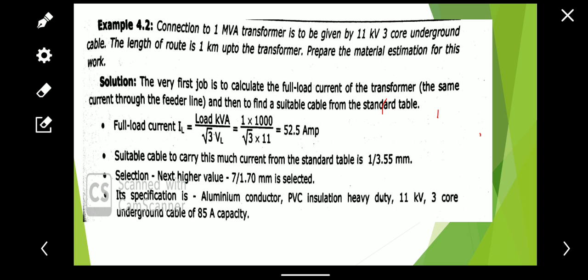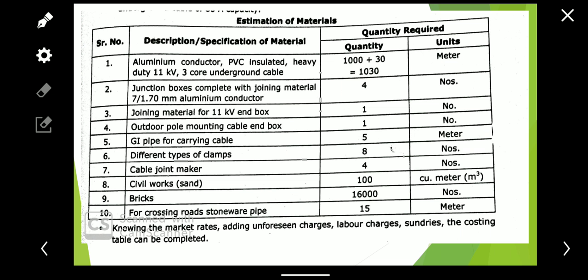Now selection. Next higher is the 7 by 1.70 mm size. The specification is aluminium core, PVC insulation, heavy duty, 11 kV 3-core underground cable of the 85 ampere capacity is to be selected. Now description of the material. So aluminium conductor we required, PVC insulated heavy duty 11 kV 3-core underground cable. It is 1000 plus 30 in a meter. Then junction box, complete the junction material 7 by 1.70 mm aluminium conductor is 4 numbers.